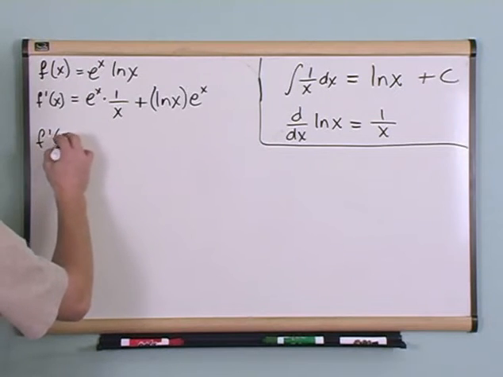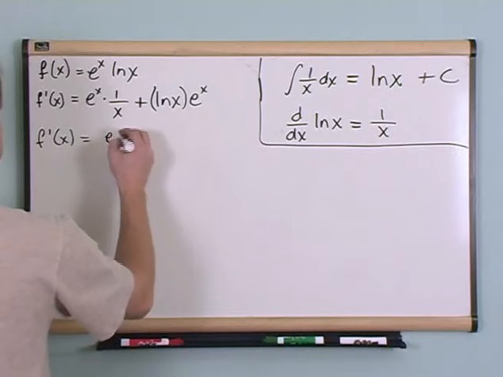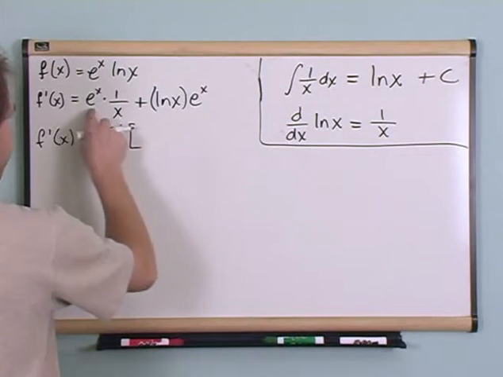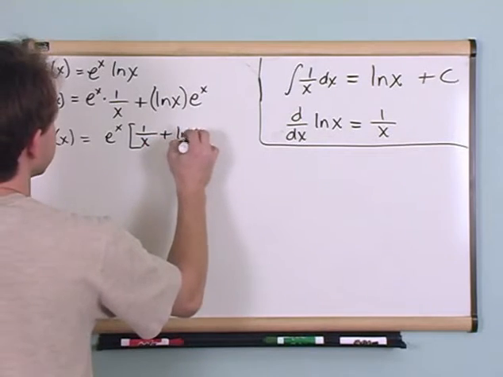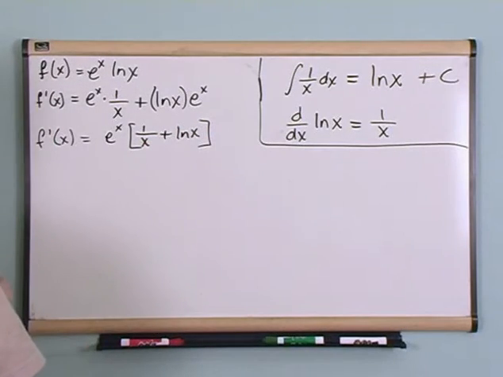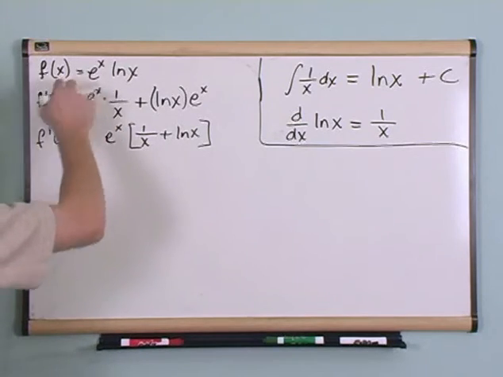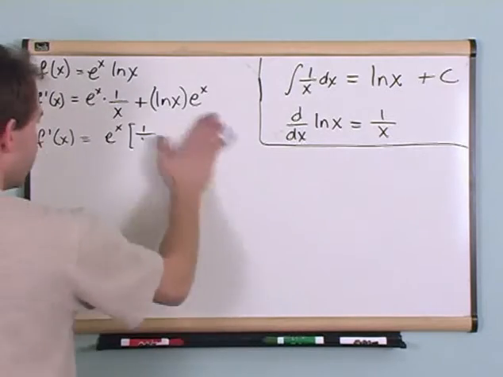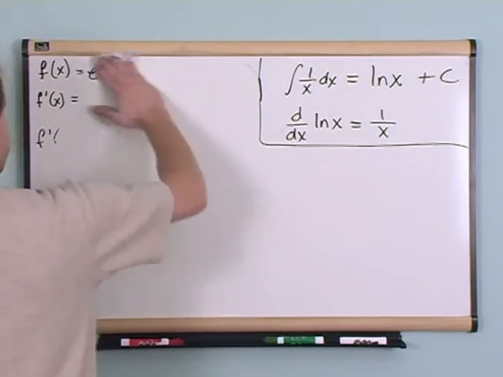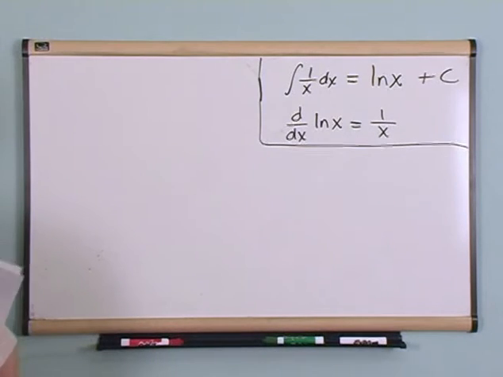So in the end, what you're going to have is e to the x. I'm going to factor e to the x out, and you'll have on the inside 1 over x plus natural log of x. Okay, and that's it. It's just the mechanics of knowing how to do the derivatives and knowing a couple of derivatives in your pocket, and you're able to take derivatives of some fairly complicated functions. If you tried to look at them, you'd see that they were, by and large, fairly complicated.